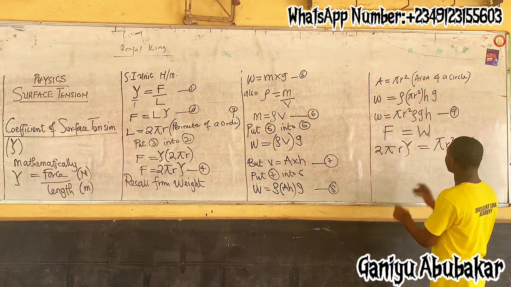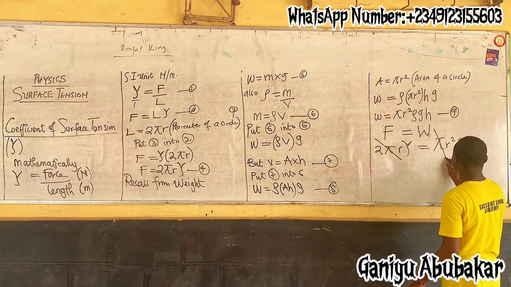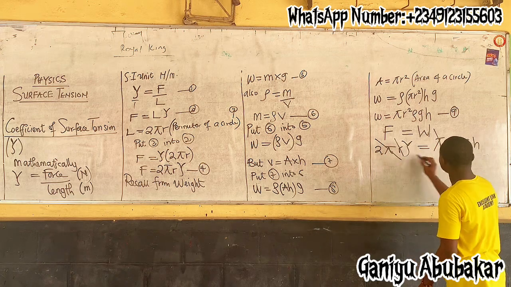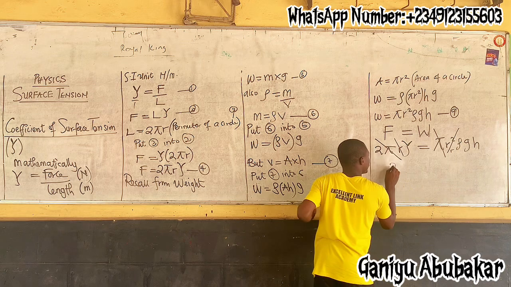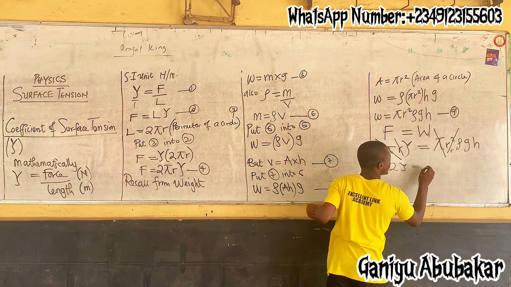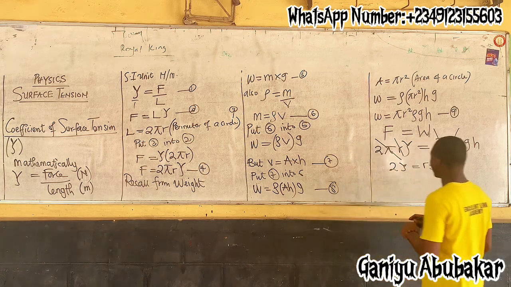In math, if I have the same thing at two sides, this one cancels this, right? Cancel one of it here. I have one left. So I have 2 gamma equal to r rho g h.